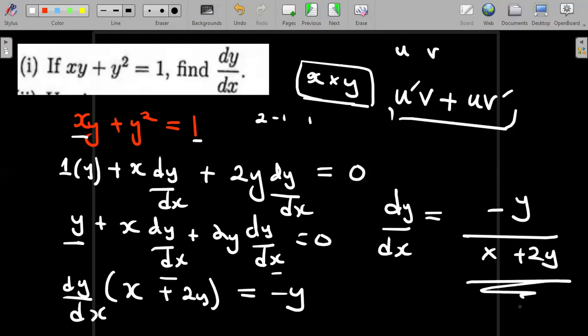So this is how I find my dy/dx. This is what we do for questions involving implicit differentiation. Okay, so our next question is this one. It says, use integration by parts to evaluate the following integral.